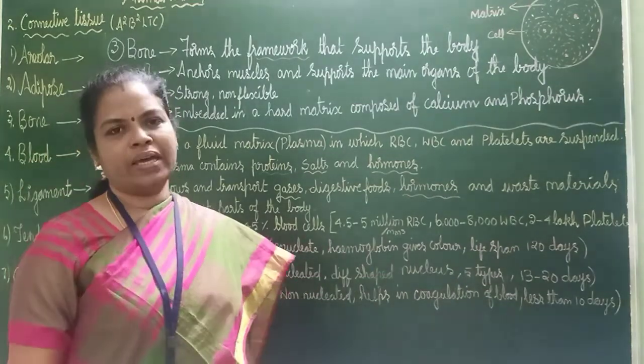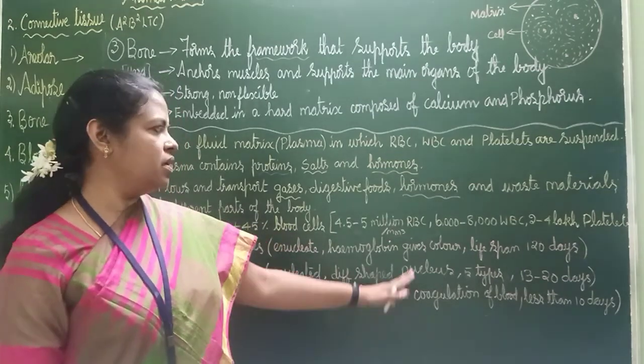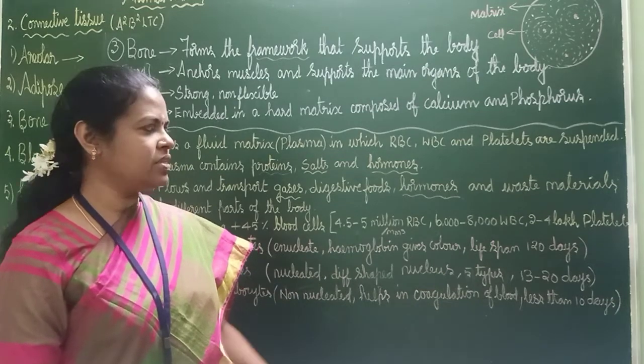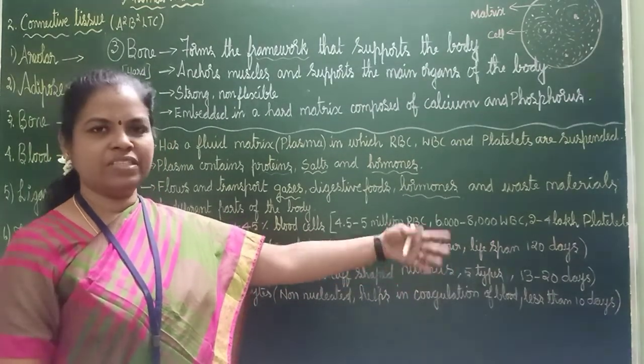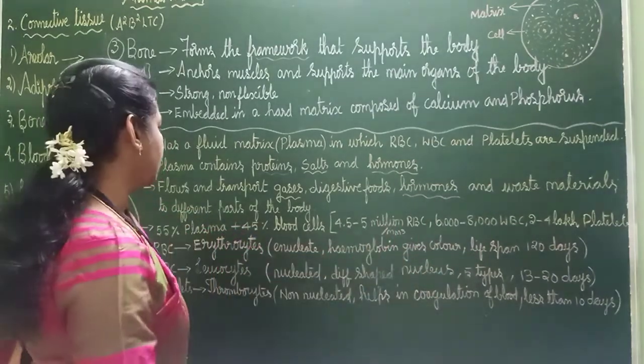Then the lifespan, if you see, RBC, many cells will be there, I said, millions are there. 4.5 to 5 million. Their lifespan is 120 days. After 120 days, automatically it will get destroyed and then new blood cells will be produced.